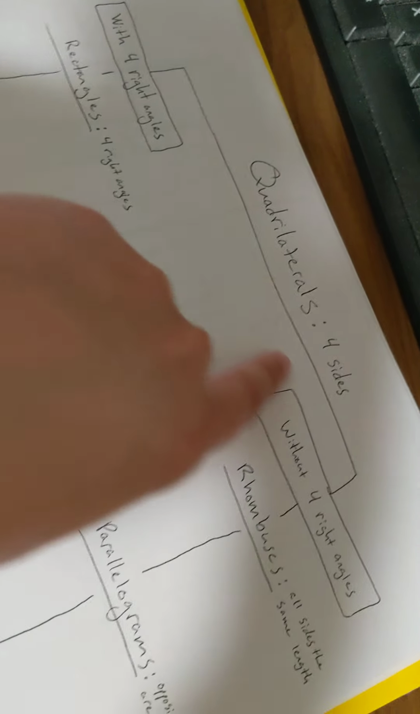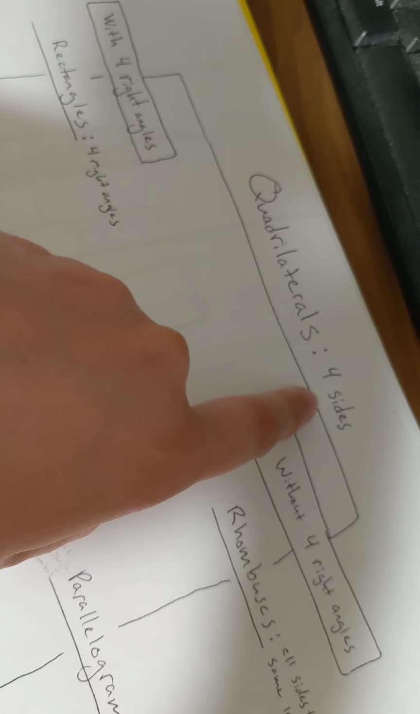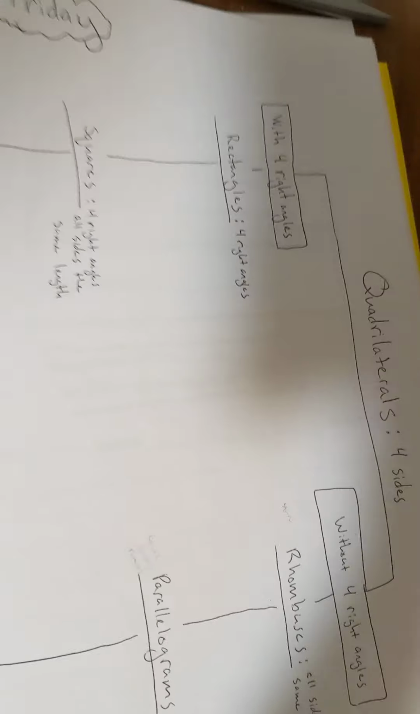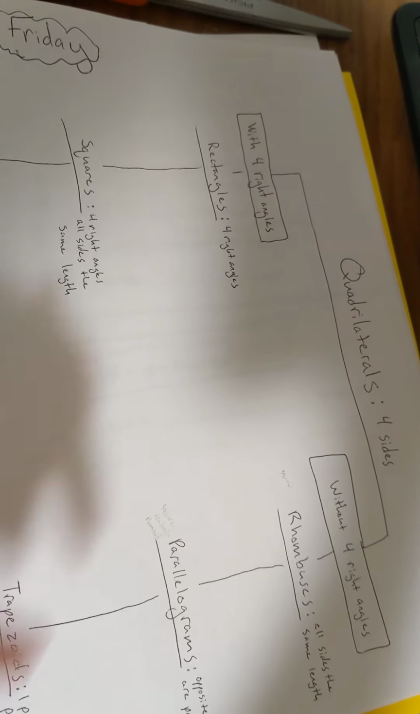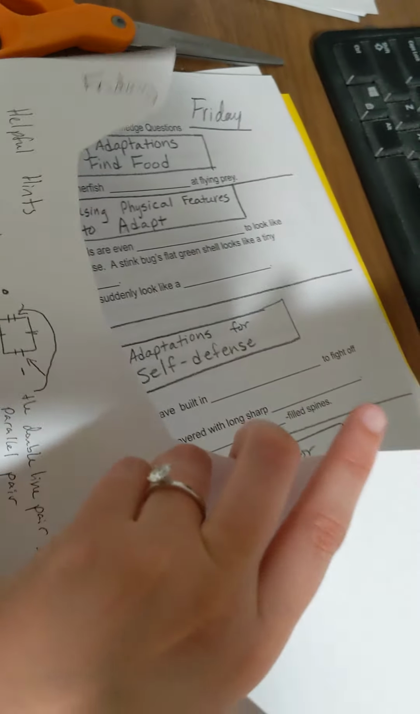It says quadrilaterals, 4 sides at the top. Okay, so when we get to quadrilaterals, 4 sides, we're going to need to go to the next page, page 7. Also says Friday on the top, and I've already cut mine out. But we have a lot of shapes here that you're going to need to cut out or tear out of your paper. Okay, and that's page 7.